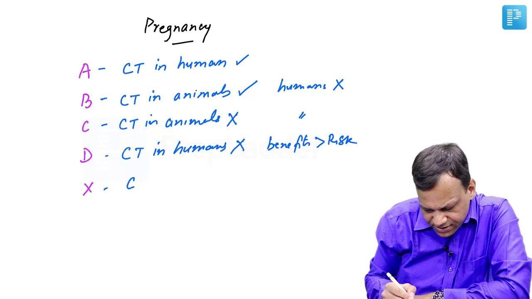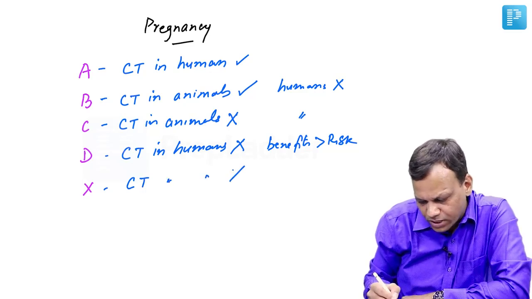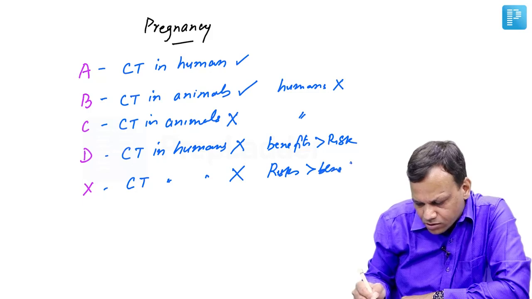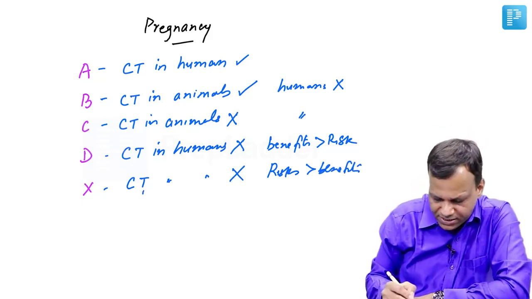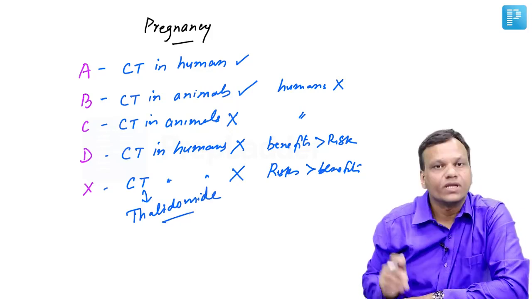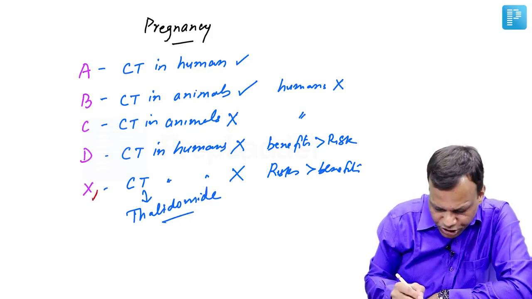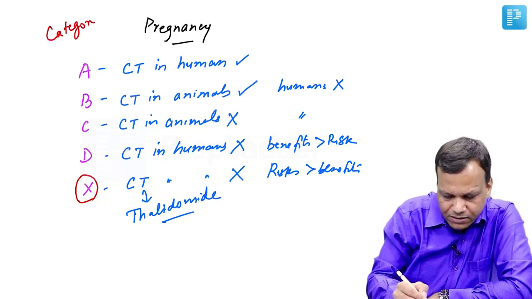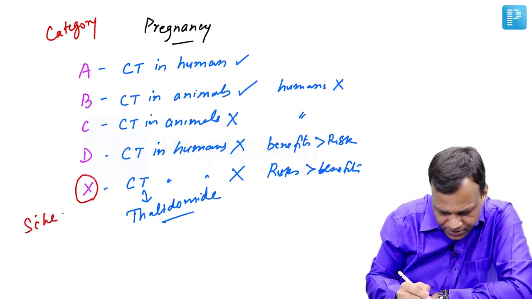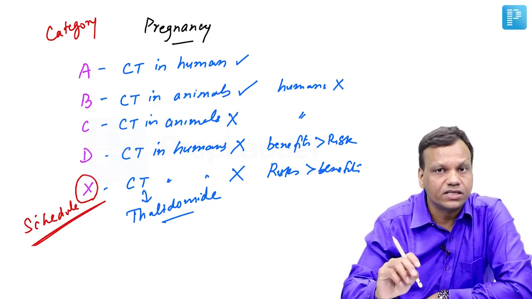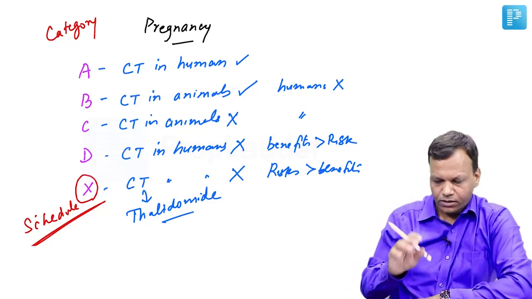But category X are the drugs in which clinical trials in humans show that the drug is teratogenic, and also the risks are much more than the benefits. So they are absolutely contraindicated in pregnancy, like thalidomide. Now another important thing to remember is Schedule X and Category X are different. So these are pregnancy categories. But if we say a drug is Schedule X, it means the drug is a narcotic drug. Schedule X is narcotic drugs like morphine. Okay. So these are the different pregnancy categories.